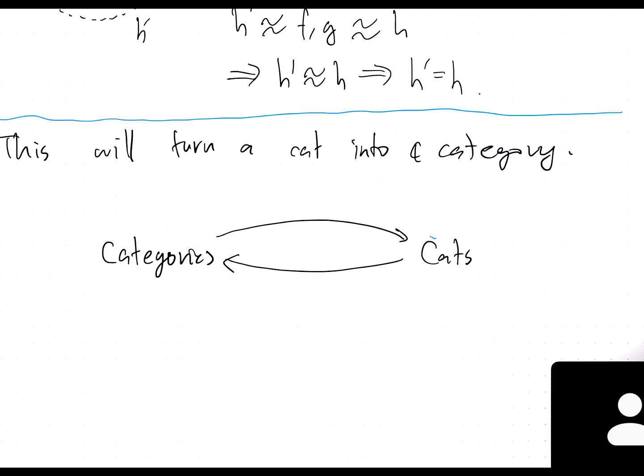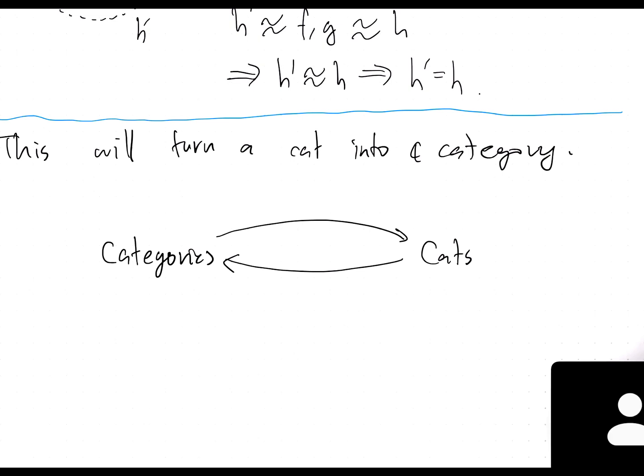If I create a category out of a cat, and then I create a cat out of that category, I will get back my original cat. So these sets of the classes of categories and cats, they're in bijection. And that means that the concept of a category is equivalent to the concept of a cat. That's how we can intuitively express that.